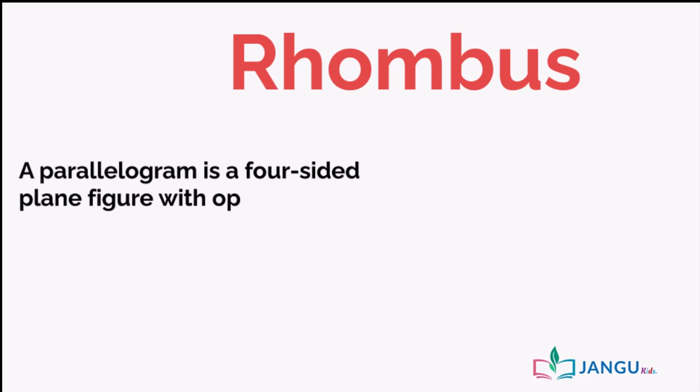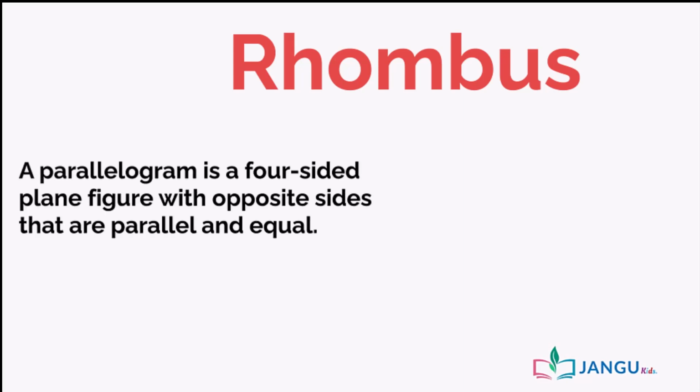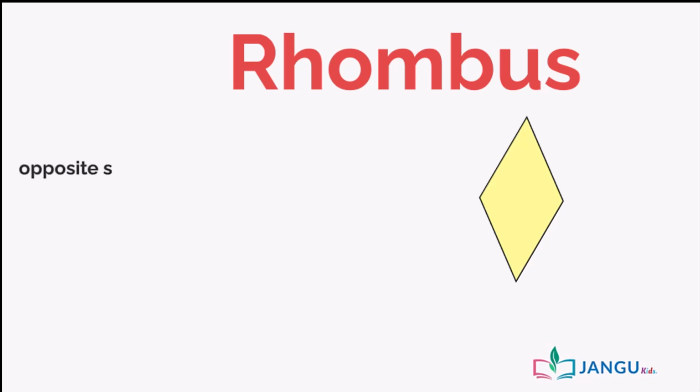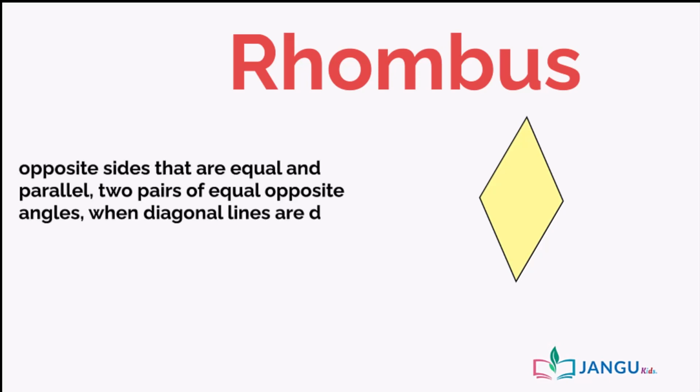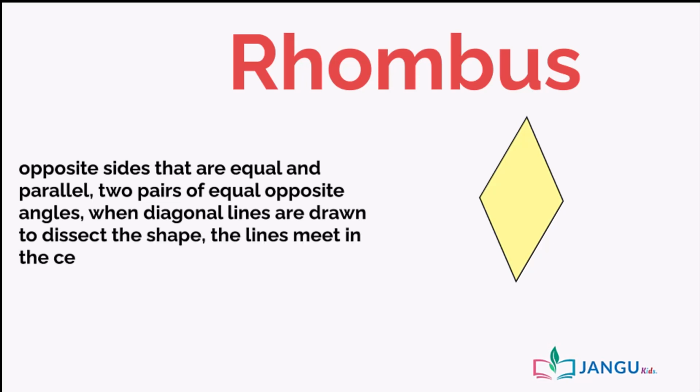Another common kind of parallelogram you would find is a rhombus, which is a shape with four equal sides. A rhombus is a type of parallelogram because it has properties of a parallelogram, like opposite sides that are equal and parallel, two pairs of equal opposite angles, and when diagonal lines are drawn to dissect the shape, the lines meet in the center to form an angle.